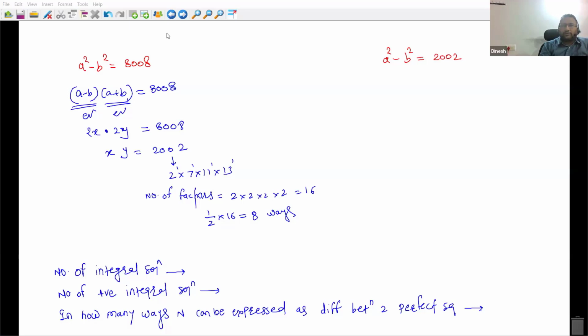Yes, Apurva, how did you get 64? So 8 ways you can write 2002 as a product of two factors. Every way out of these 8 ways will give you 4 integral solutions, and out of these 4 integral solutions, only one solution is going to be a positive integral solution. Answer of these two questions are going to be same. Tell me, are you getting this?